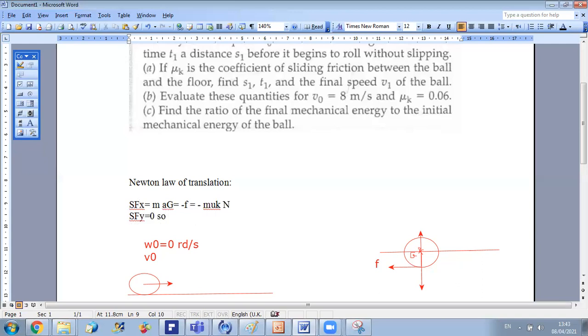Sum of y equals 0, so N equals mg. Then if I replace, I get that f is equal to μk times m times g. So this is the expression of the friction. فإذا I can deduce that the acceleration of the center, if I replace, then minus μk g. Yes, exactly. Then acceleration of the center of mass is equal to minus μk g.